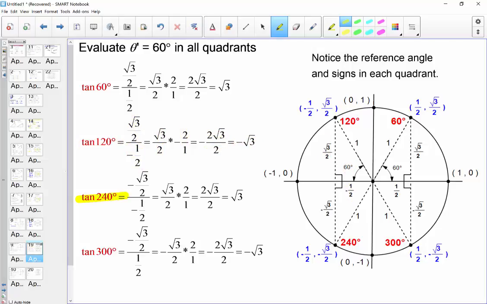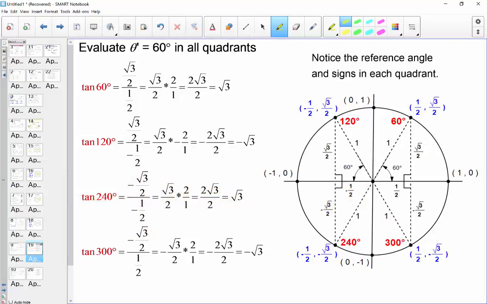Next, the tangent of 240 has a 60-degree reference angle in quadrant 3. So the opposite side is negative square root of 3 over 2. The adjacent side is negative 1/2. And now we're going to evaluate that. Square root of 3 over 2 times the inverse of the denominator, 2 over 1. By the way, the negative in the numerator and the negative in the denominator canceled out, so it's going to be a positive number. So square root of 3 times 2 is 2 times the square root of 3. 2 times 1 is 2. The 2's cancel out, and we get a positive square root of 3.